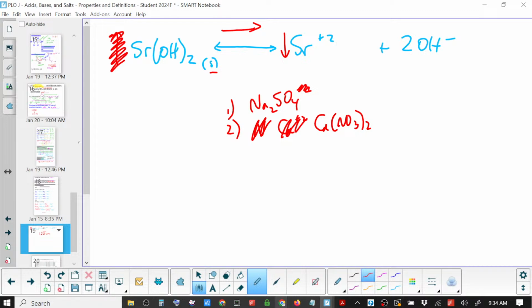So both of these will precipitate one of those out, and when they go down, equilibrium will shift to the right, which will dissolve more, increasing the solubility.